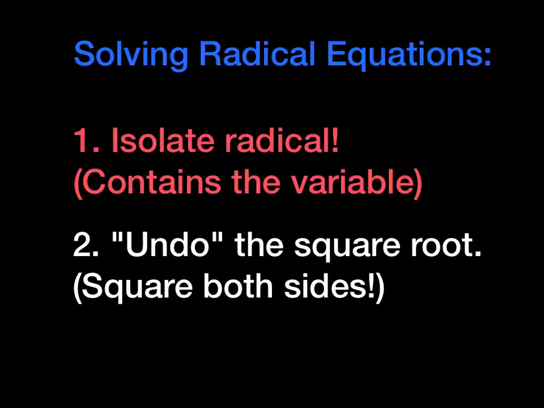Solving radical equations. There are two new steps. Number 1, isolate the radical. This contains the variable. Number 2, undo the square root. Square both sides.